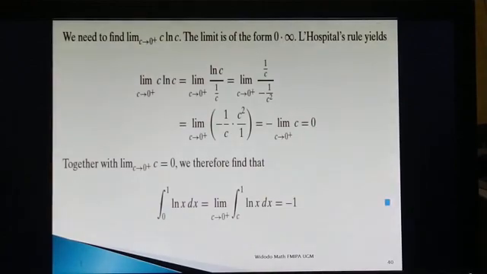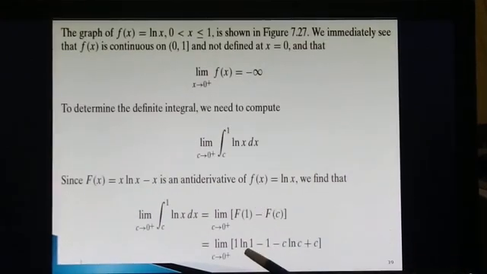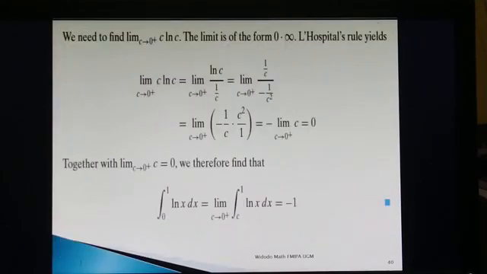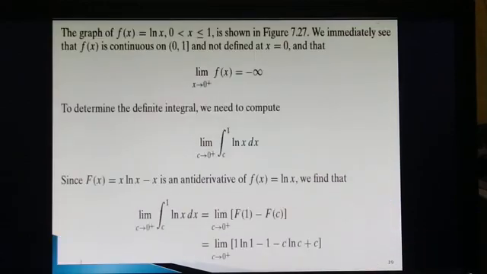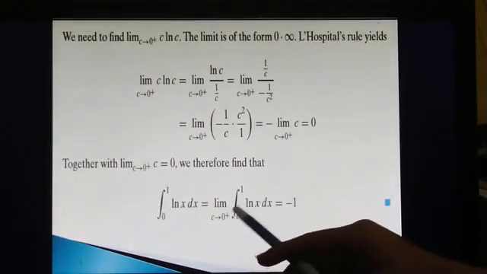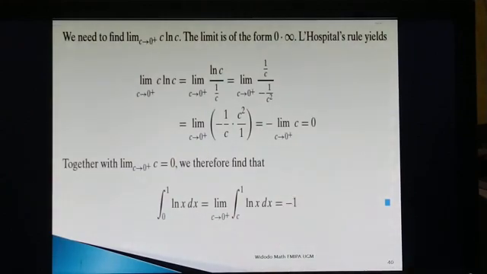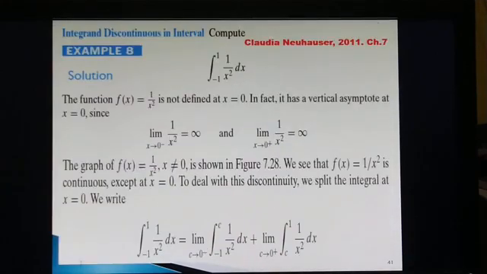Because it is equal to 0, altogether it is equal to 0 minus 1 minus 0. So it is equal to minus 1. This is 0, this is minus 1, and this limit, taking c tending to 0 plus, is equal to 0. So altogether, it is equal to minus 1. So this improper integral is actually minus 1. This is the second example.